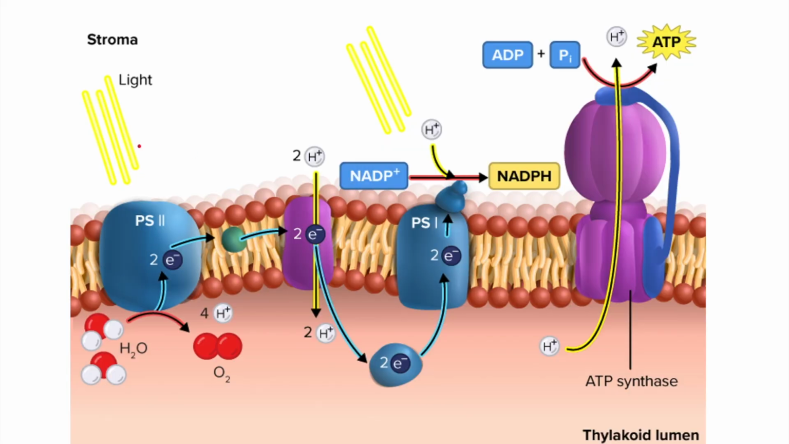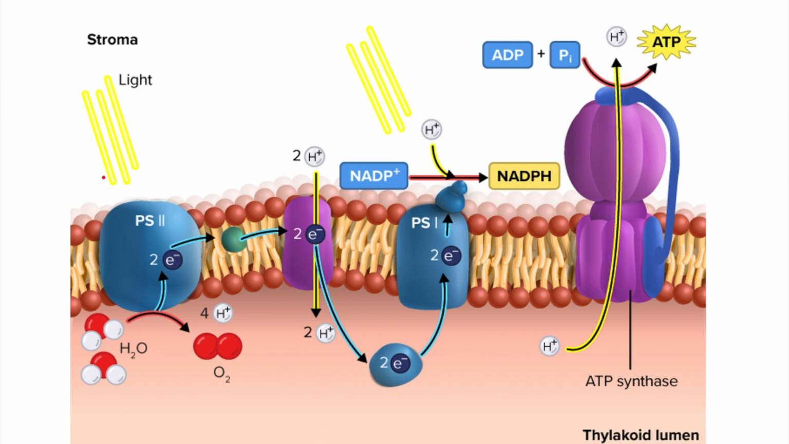Now let's start in detail. The first stage is the light dependent reactions or electron transport chain. As you can see, this is the stroma area. Here we are inside the thylakoid, which we call the thylakoid lumen.